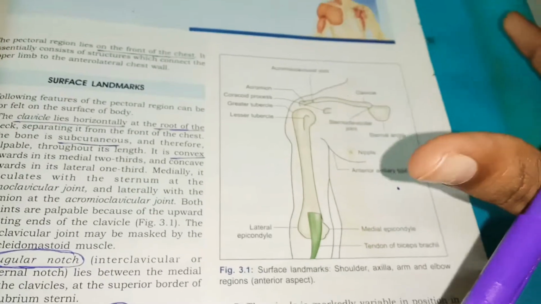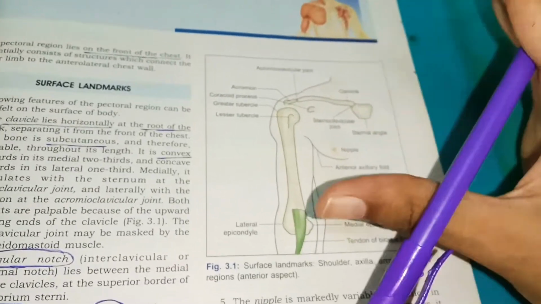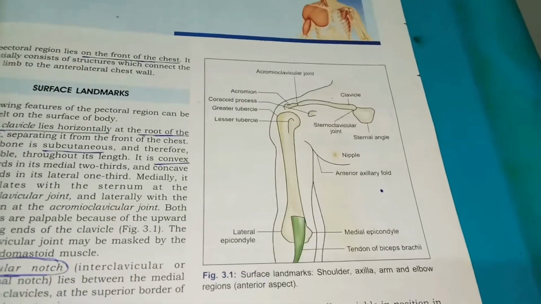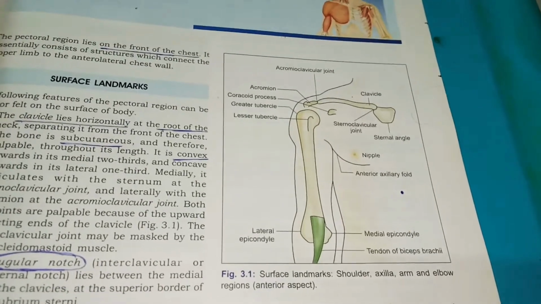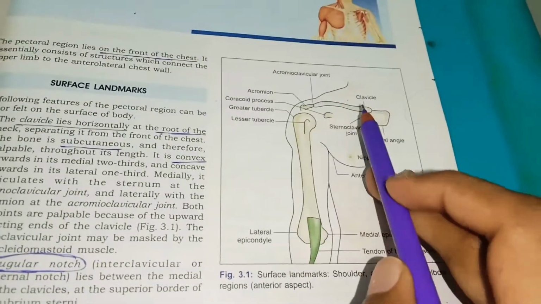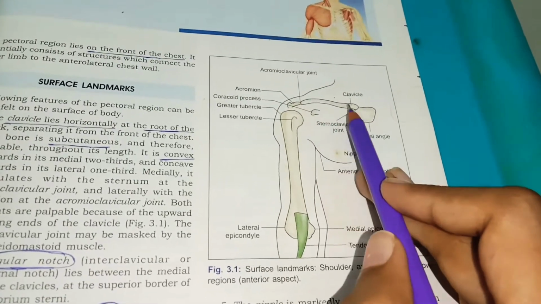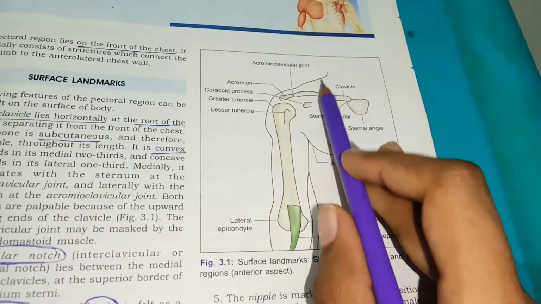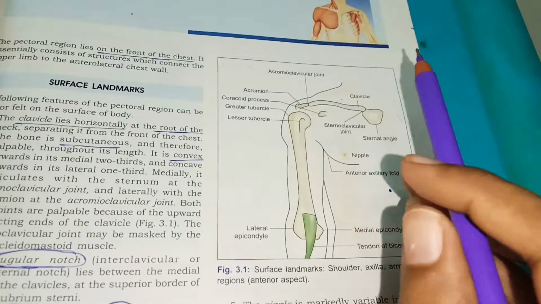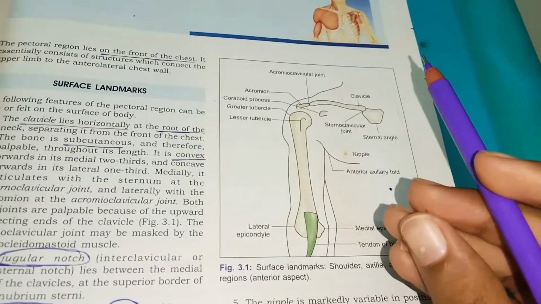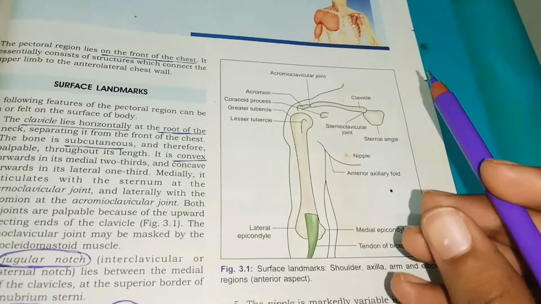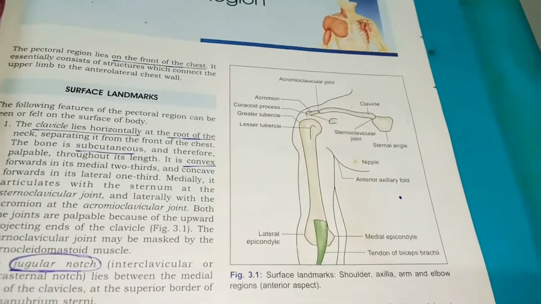So let's start with the surface landmarks. In total we have 12 surface landmarks to understand today. The first one is the clavicle. The clavicle is a horizontal bone, starting at the root of the neck. And one more thing, it's subcutaneous, which means the skin is just covering it on the periphery.